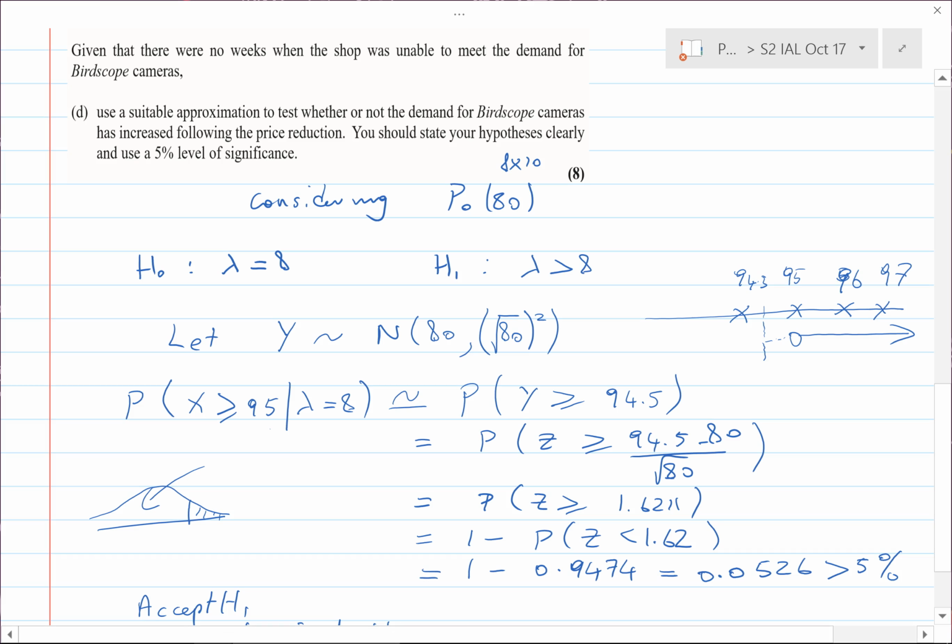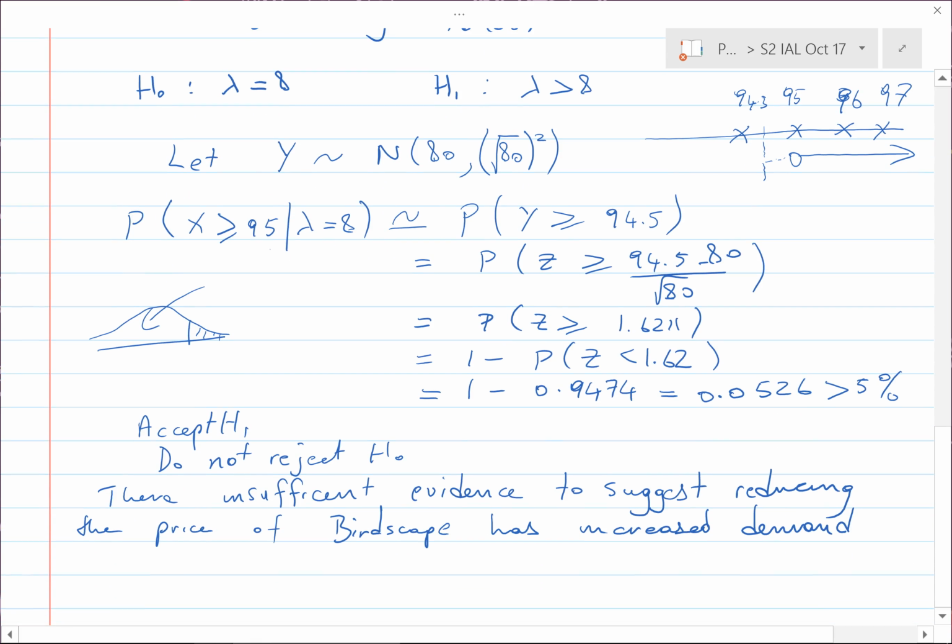which is greater than 5%. So then we do not reject H0. There is insufficient evidence to suggest reducing the price of Bergscope has increased demand. You need context for this, by the way. It's very important. The mark scheme underlined the word demand. It's no good to just say accept H1 or do not reject H0. We need context at the end. Okay, so that's question 3. Let's look at question 4.